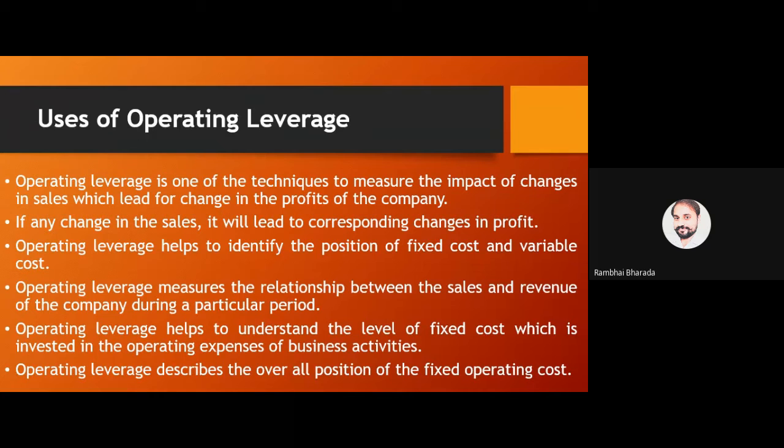Described by operating leverage. So if I summarize this entire slide in 4 to 5 lines, it helps us to fix the proportion of fixed cost and variable cost. It helps us to determine the level of fixed cost. It helps us to determine the level of sales and revenue. It helps us to find the relation between sales and profit. Are we clear?